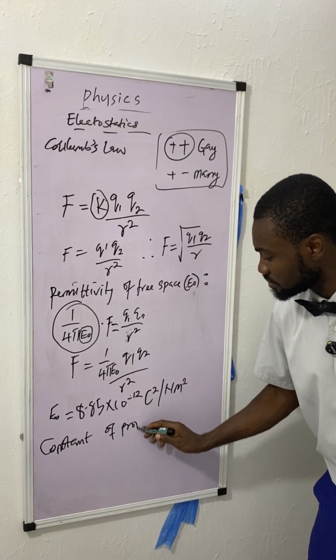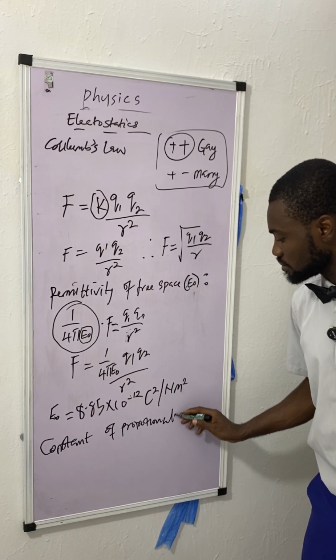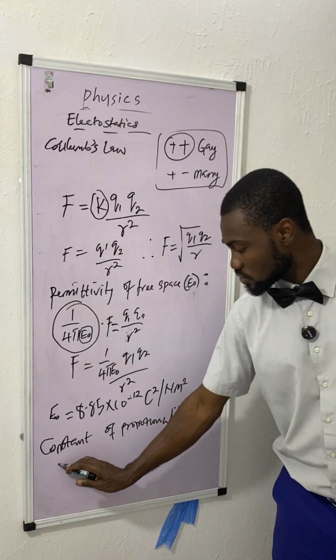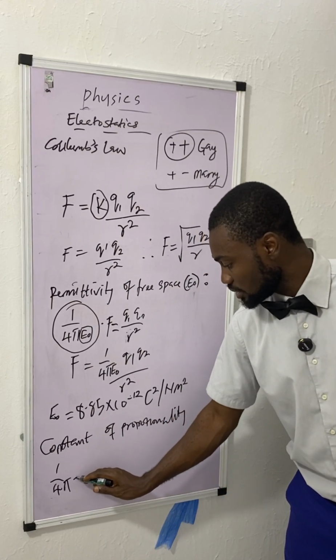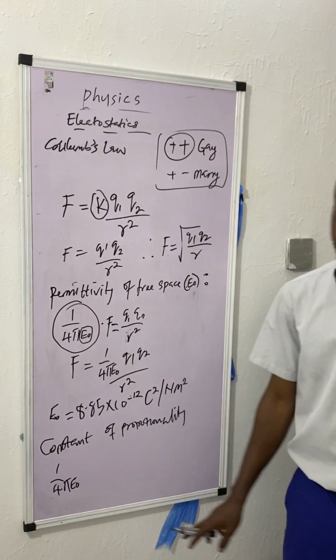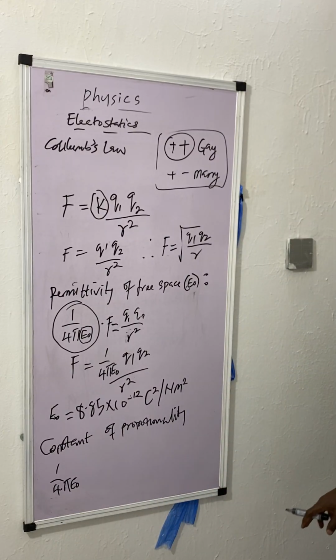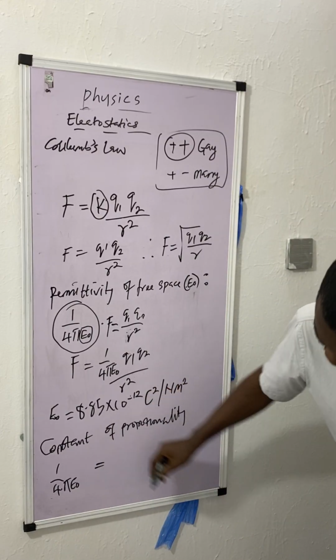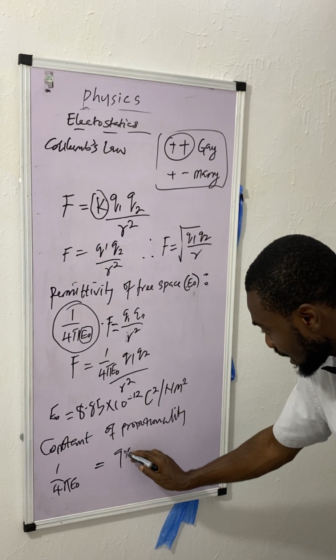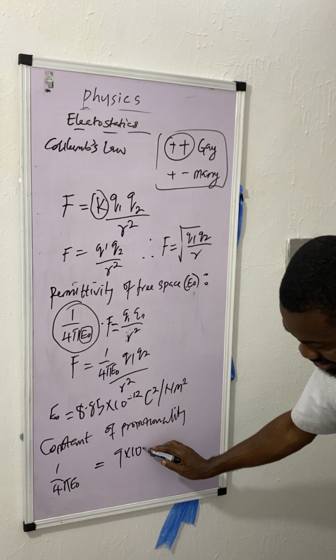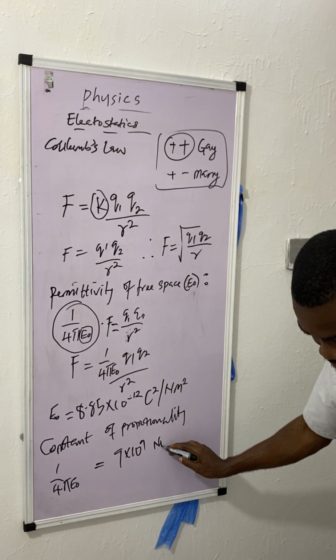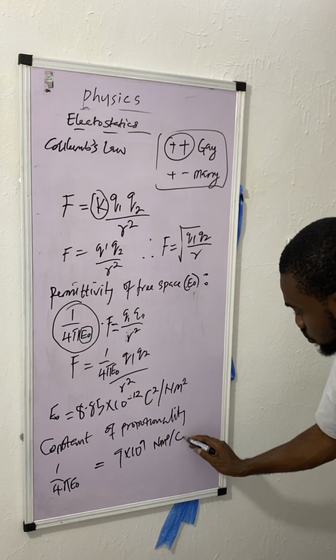Of proportionality. It's given as 1 over 4 pi E naught, where E naught is the permittivity of free space. That's where you get the constant of proportionality, and it's equal to 9 times 10 raised to power 9 Newton meter square per coulomb square.